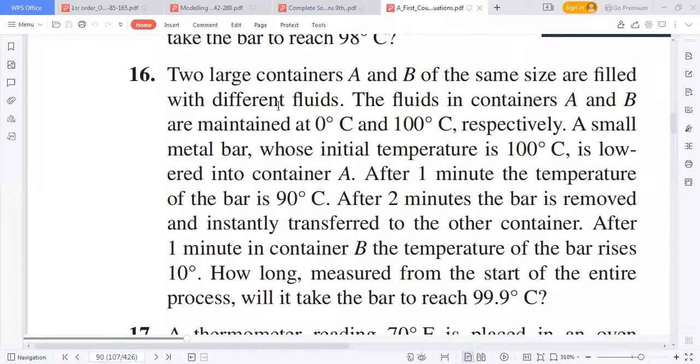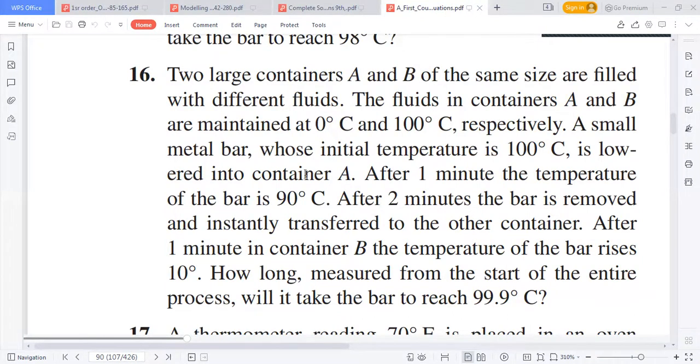So another example, modeling of ordinary differential equations in Newton's law of cooling or warming. Two large containers, A and B, of the same size, are filled with different fluids. The fluids in containers A and B are maintained at 0 degrees centigrade and 100 degrees centigrade, respectively. So in container A, 0 degree centigrade, and in container B, 100 degrees centigrade.